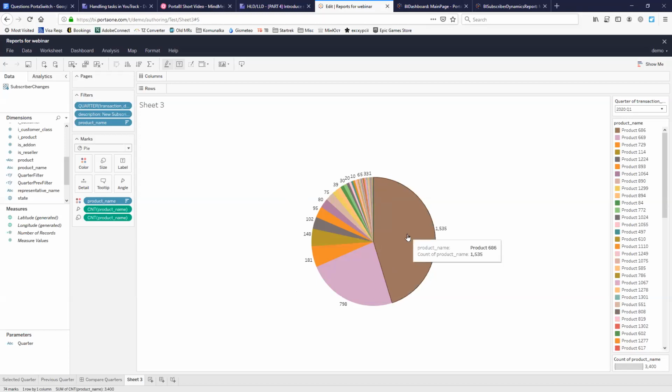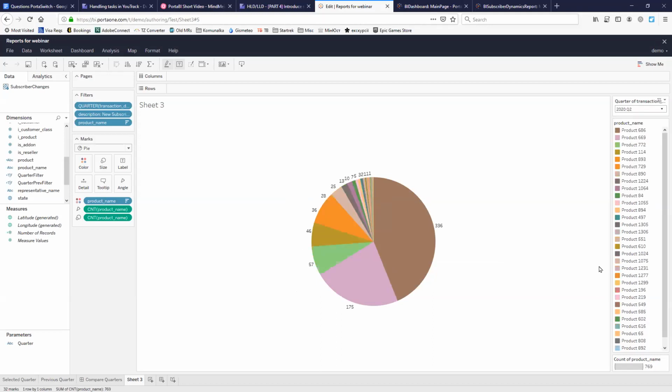So we can see that our top product in terms of growth is product 686 and is here at the top of the list. And that is our top in the first quarter of 2020. Because if I go to the second quarter, okay, it's still the same.